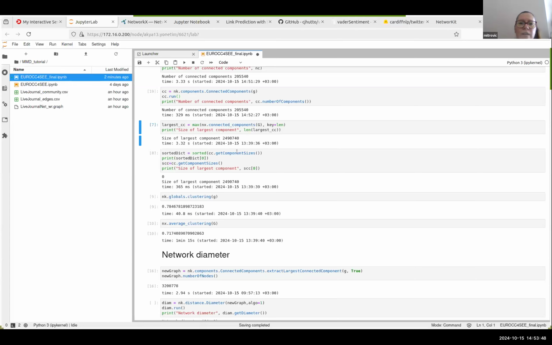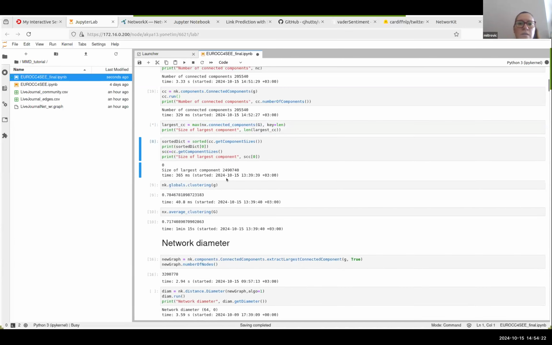Now, usually we want to find out which is the largest connected component in the network. With NetworkX, this is kind of simple. You find all connected components of the specific network, so this is this line. This is a list of nodes. And then you sort this list according to their length, and you will find the largest component using this approach.